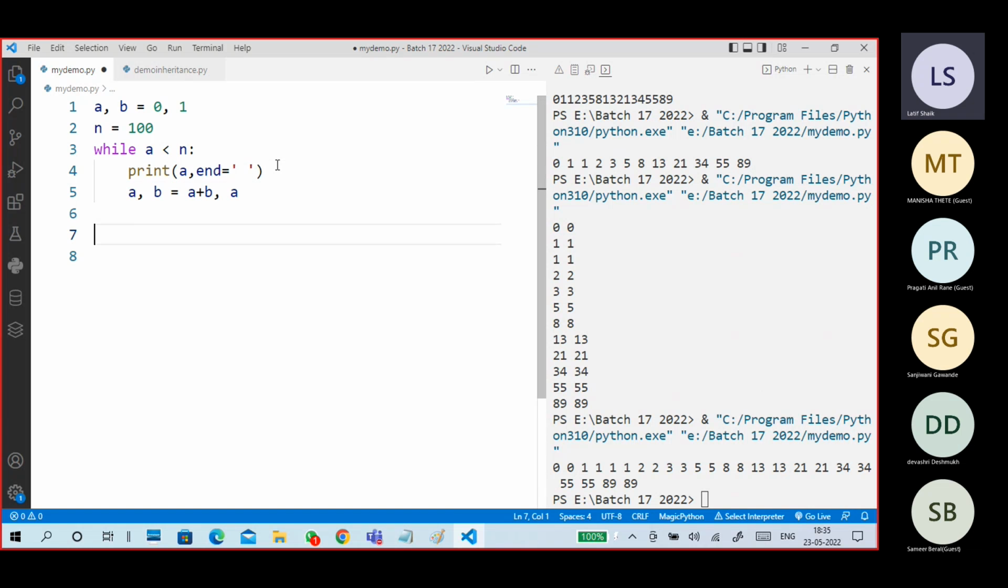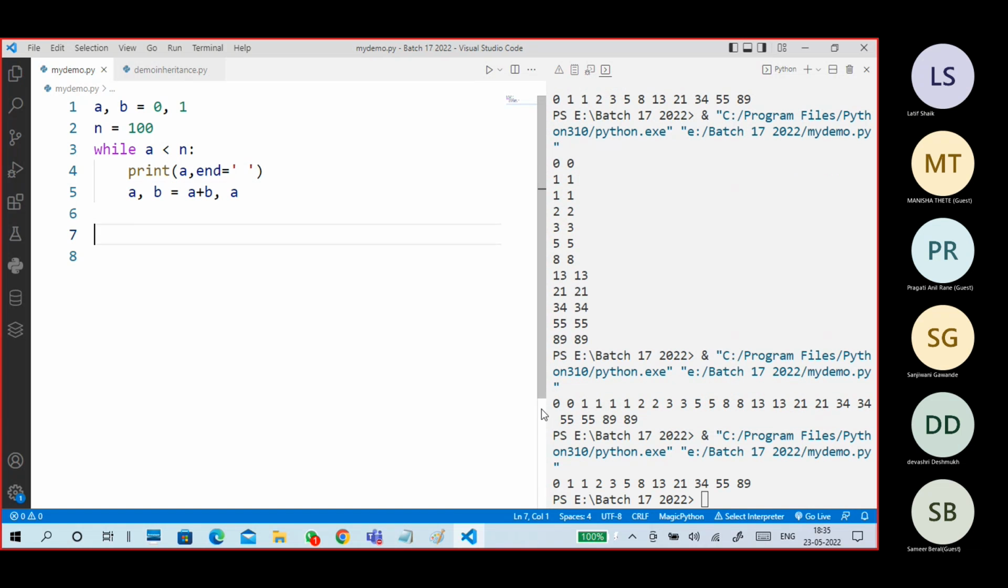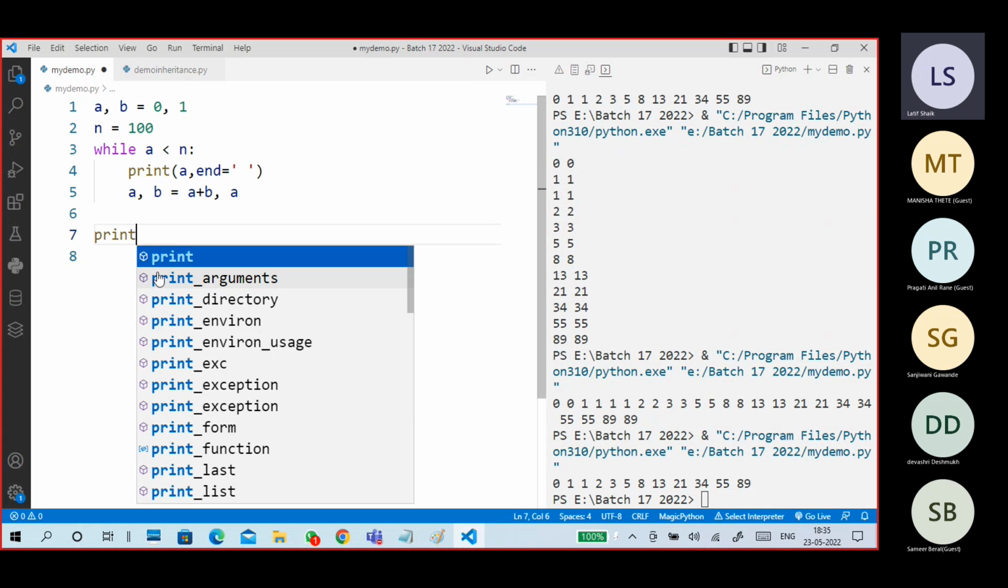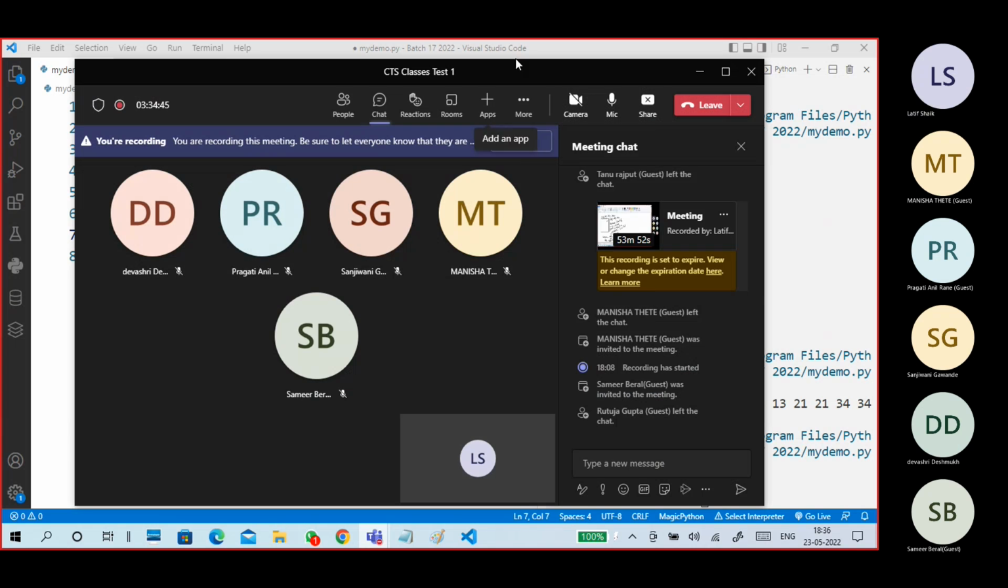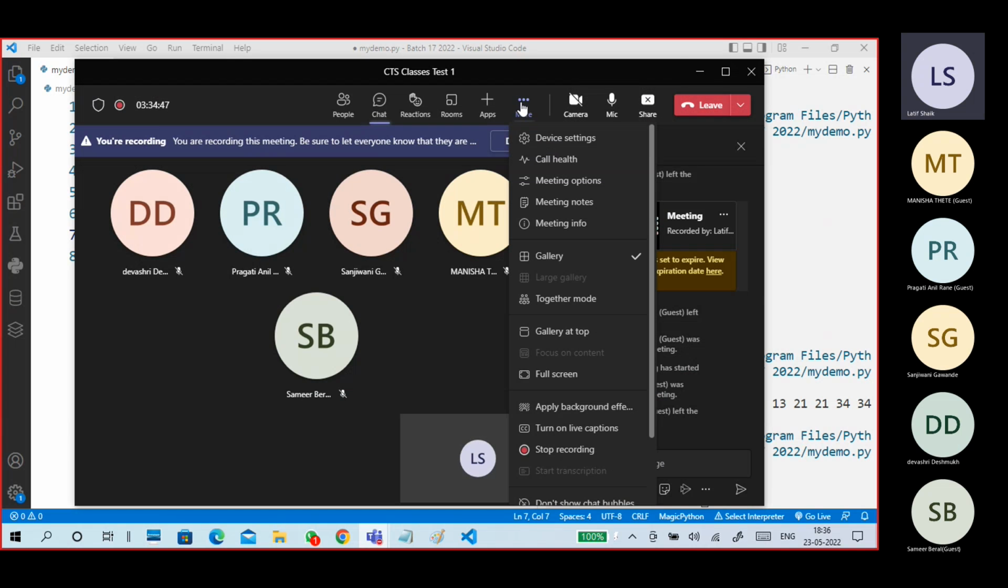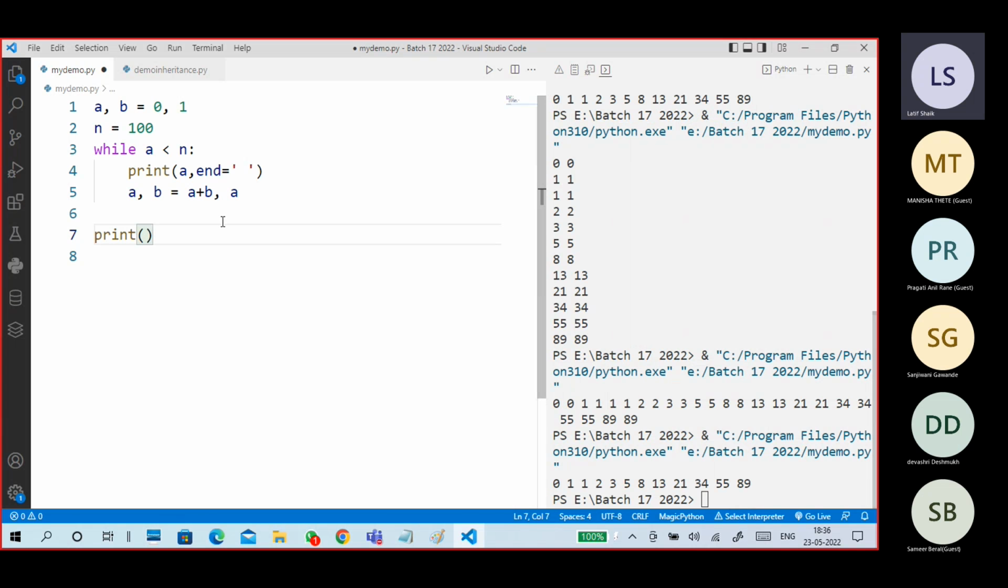I will show you that print method also. Am I recording or not recording? I think I'm not recording. Oh, I'm recording. Very good.